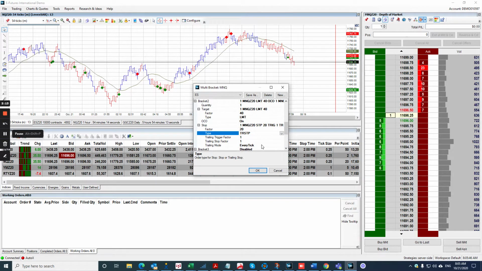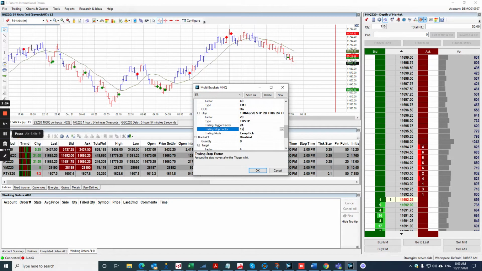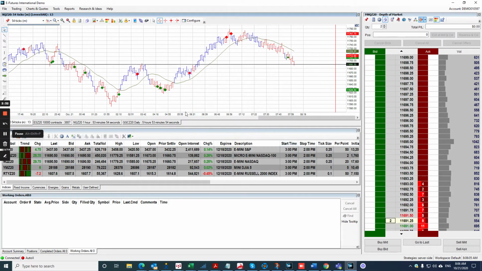And this time I want to get profit only after I get at least, I'm going to say 6 points. So 24 ticks, or 6 points, is when that trailing stop kicks in. And I'll move it by 3 points each. So this is my ES strategy. And I'm going to say okay, save the changes, yes.